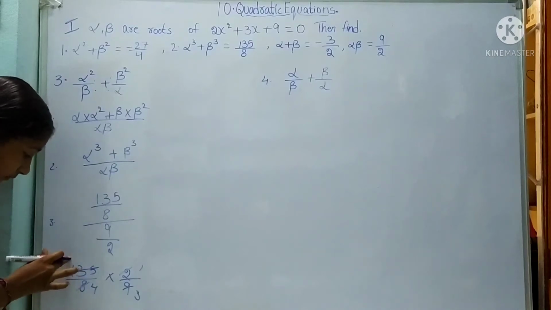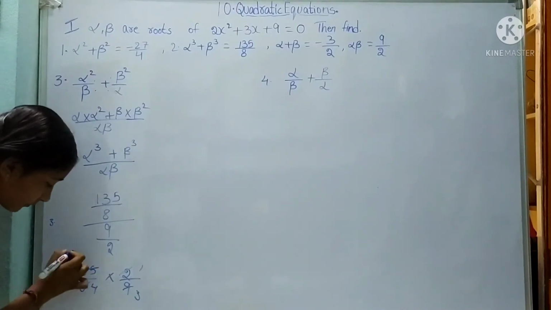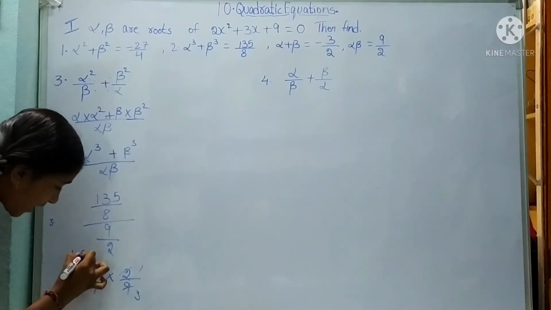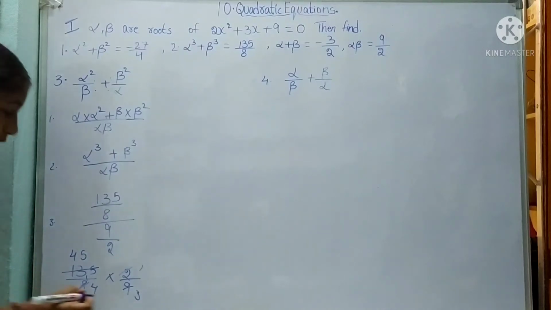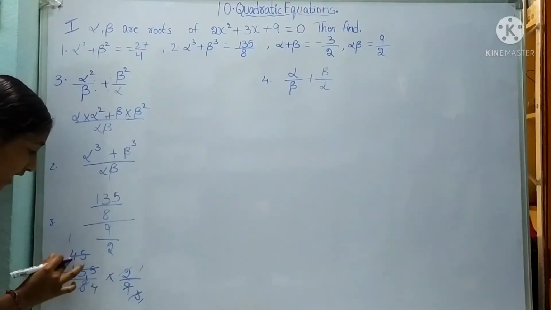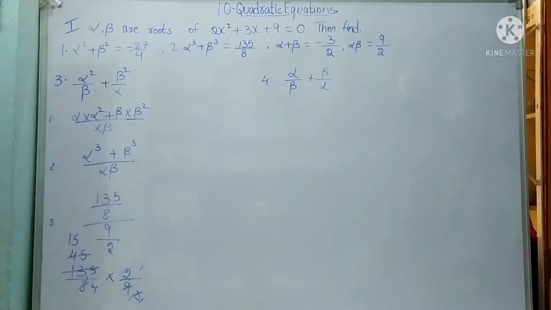3 4s are 12 and 1 will remain. 1 5 means 15. 3 5 is 15. Okay, here and 4. So 45, 1, 4, 3 is the remaining. So 4 plus 5, 9. So again 3 table will go. So 3 ones are 3 and 3 ones are 3 and 1 5. 3 5s are 15. So 3 15s are 45.